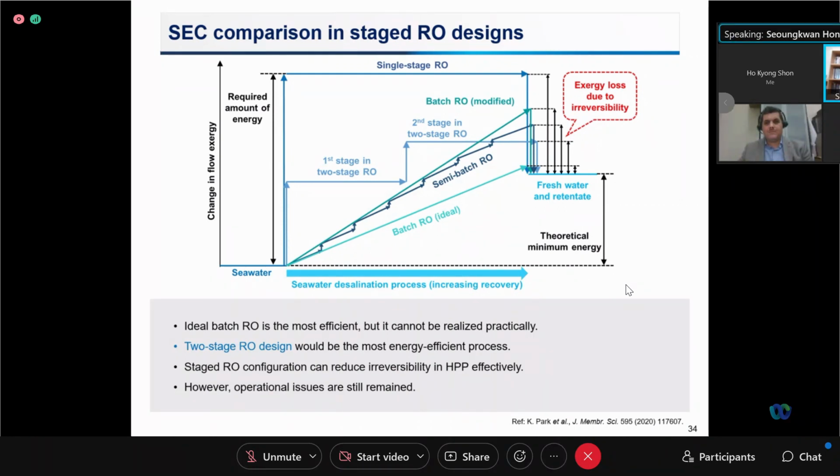However, semi-batch RO consumes more energy due to entropy generation, which occurs when the fresh feed is mixed with concentrate. Overall, staged RO designs consume less energy than conventional single-stage RO. From the point of view of practical application, two-stage RO would be a practical solution for minimizing the irreversibility of the high-pressure pump.